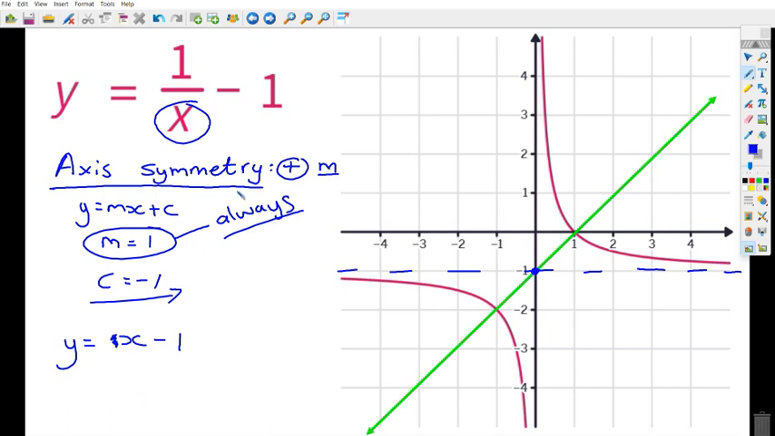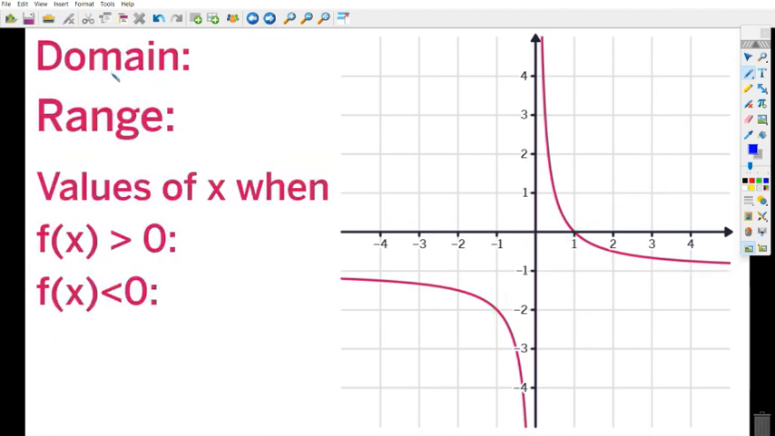So that's how you find the axis of symmetry, or the axes of symmetry. So both of them: you've got the positive and you've got the negative gradient. If they say find the axis of symmetry with the positive gradient, we know it's always 1 for m. If they say negative gradient, then it's going to be -1. And that's the same, always.